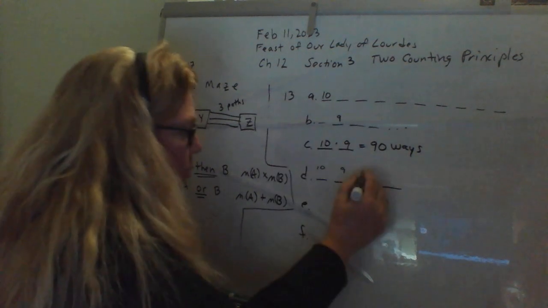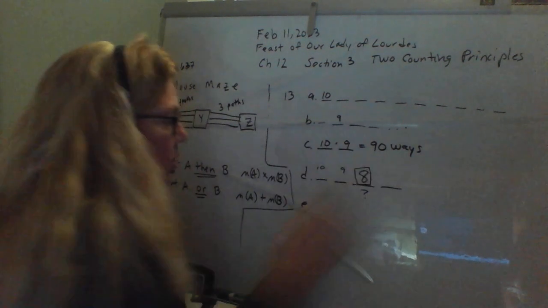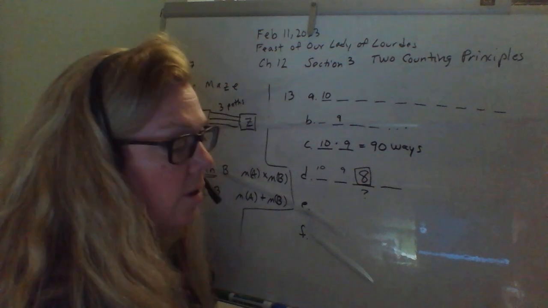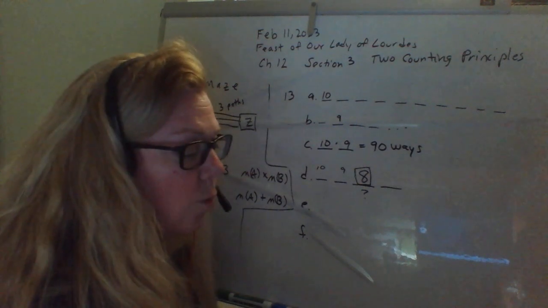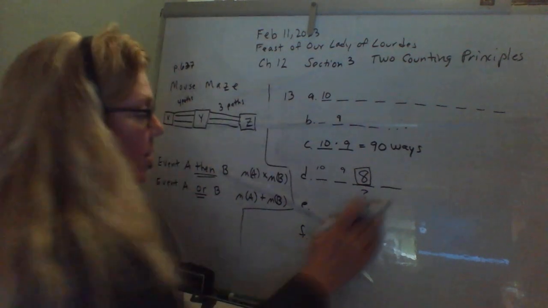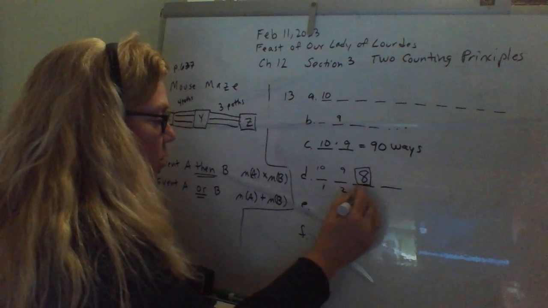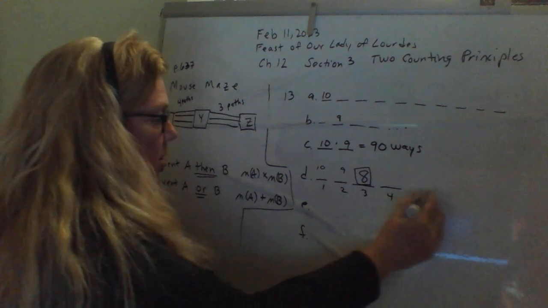Then there are 8 people remaining. So there are 8 ways, or people, that I could fill chair 3. This is chair 1, 2, 3, and so on.